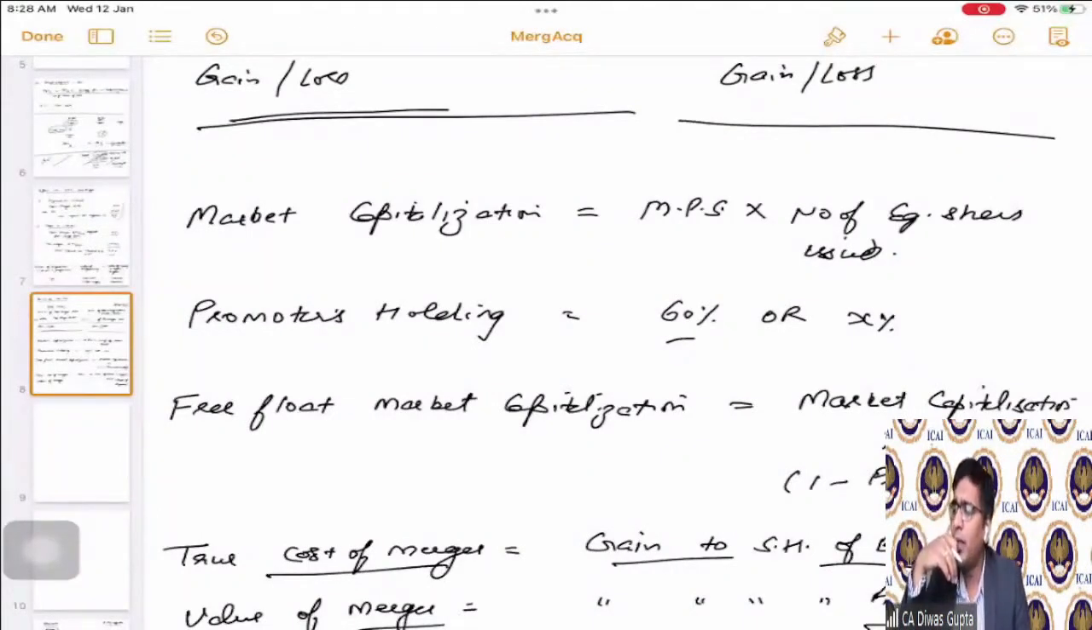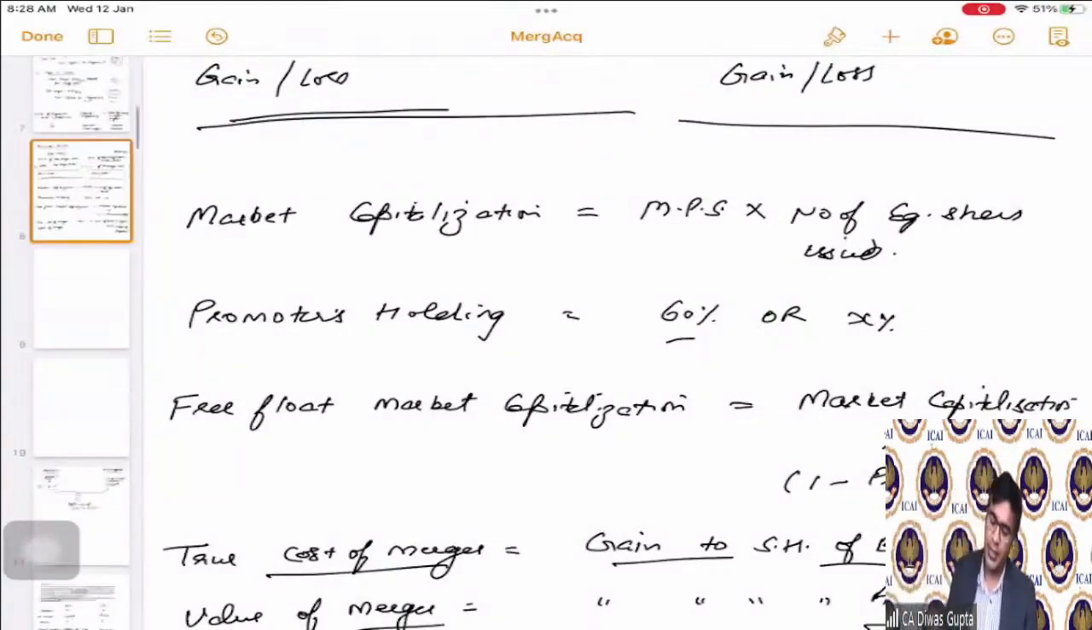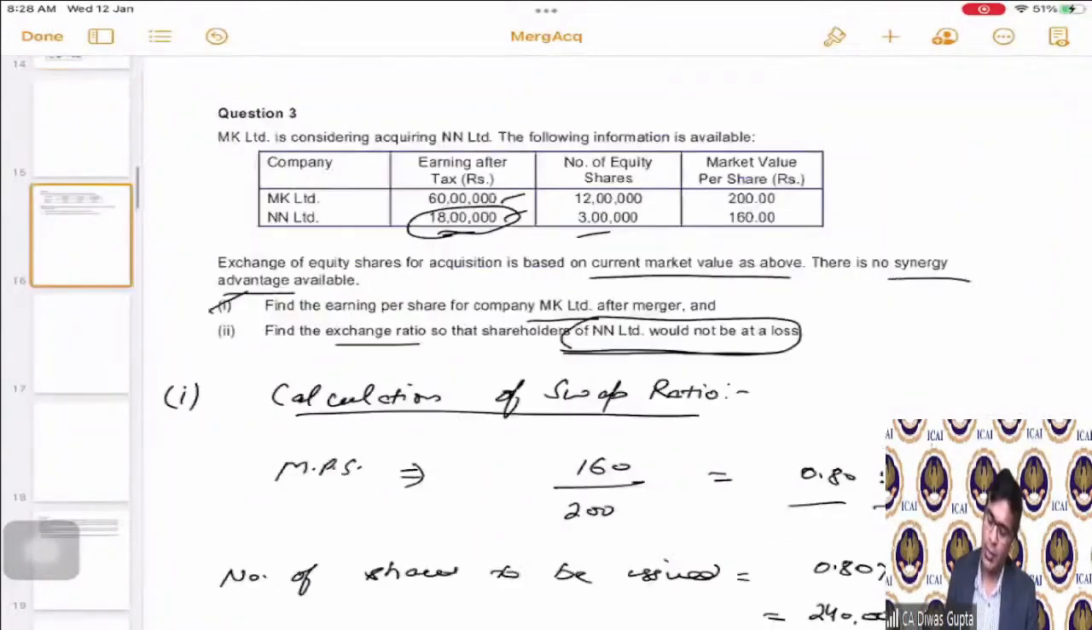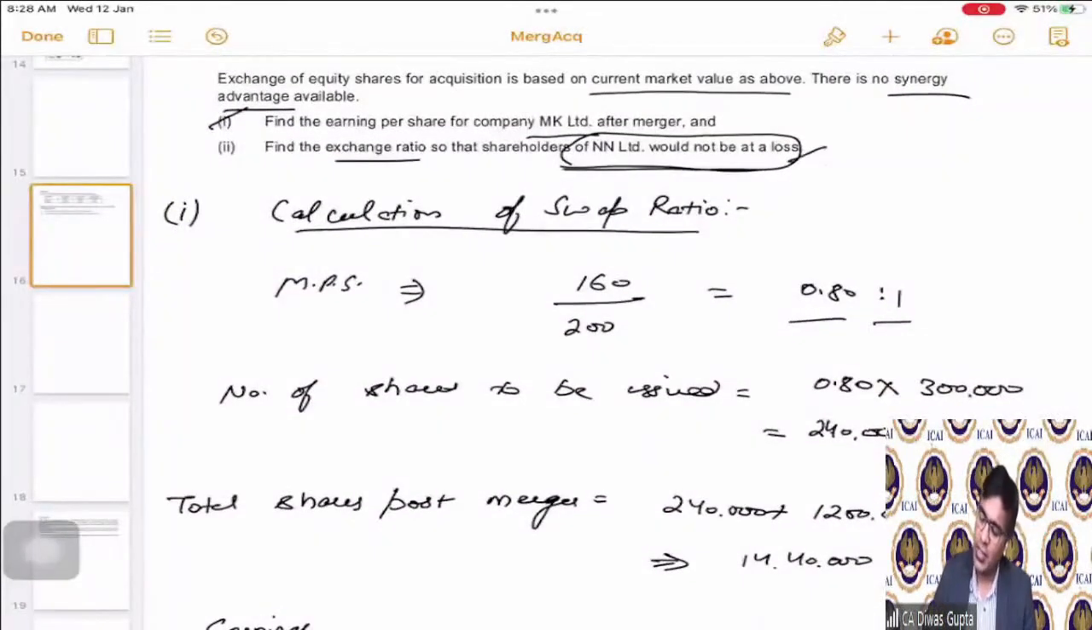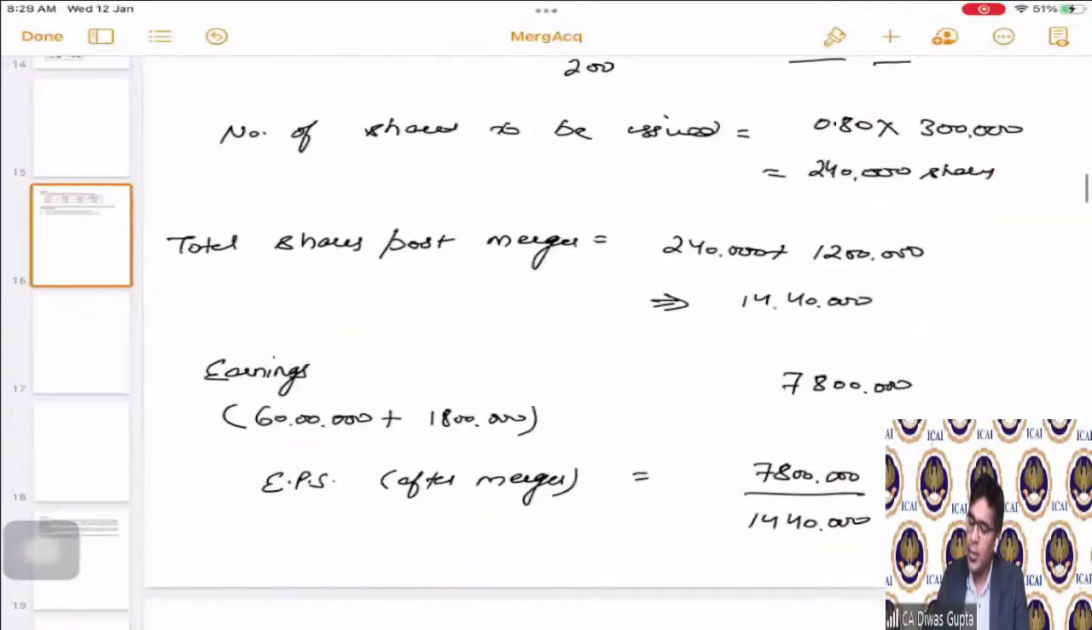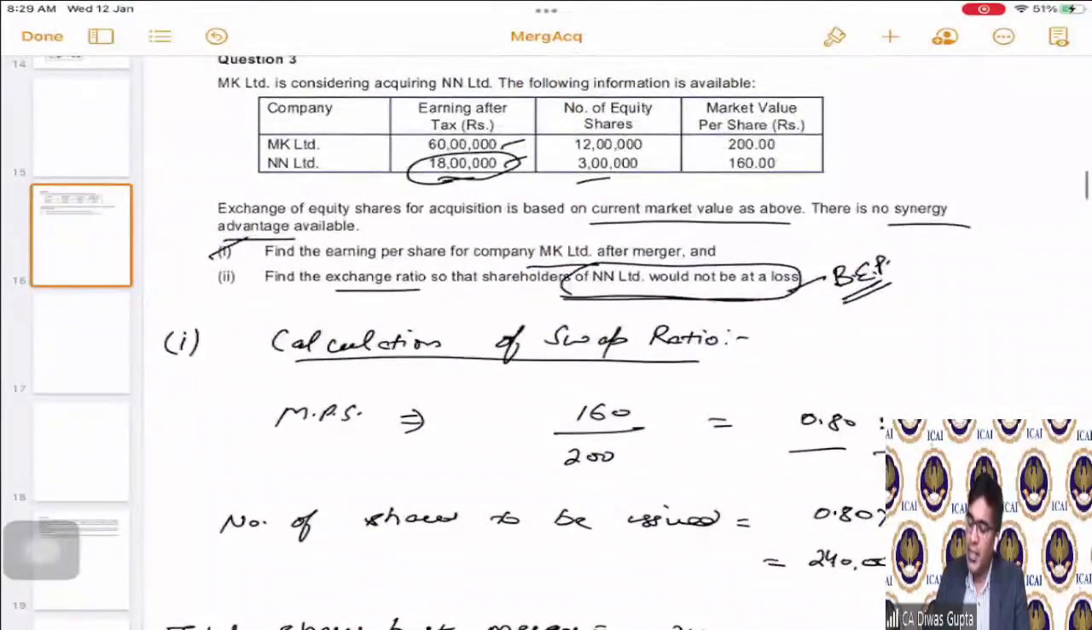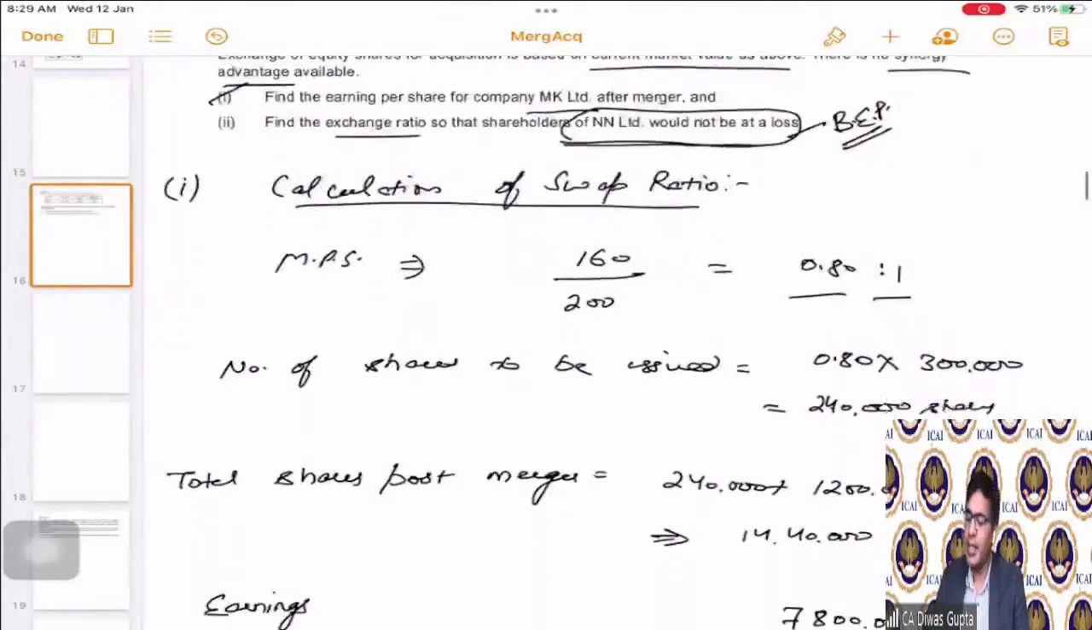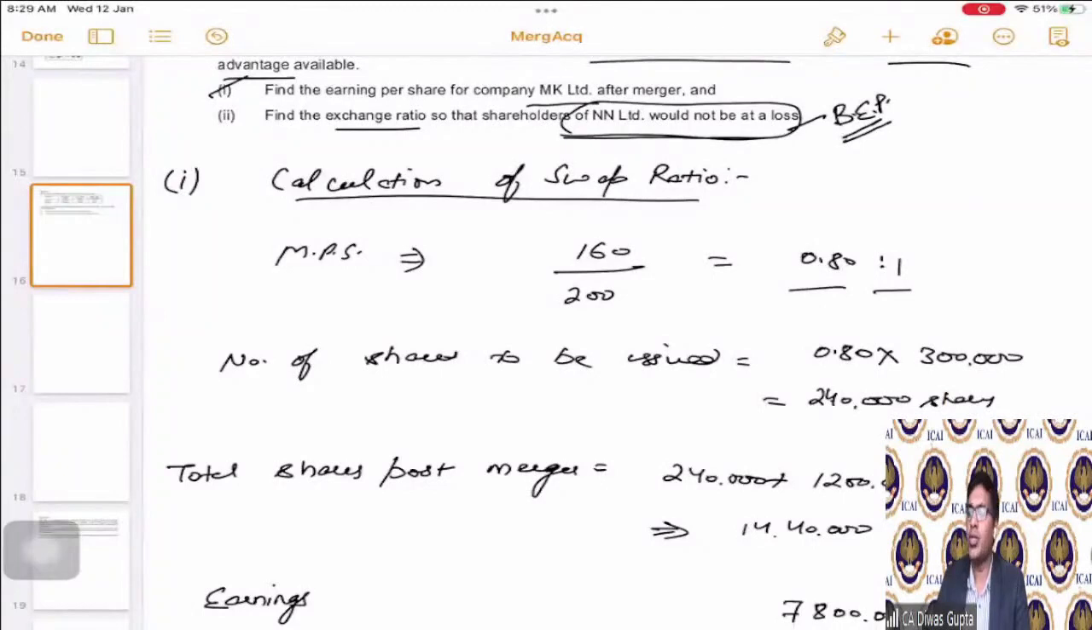Okay, Sairam has responded saying that BEP is the break-even point. There is no loss, there is no gain. Yes, Sairam, we can say that it is a BEP, no loss, no gain from the point of view of the target company. If you are asking about the previous question number 3 that we did, yes, you're right, this is the BEP, break-even point, for the shareholders of NN Limited. The first calculation was the BEP for the shareholders of MK Limited. The second calculation is the break-even point for the shareholders of NN Limited.